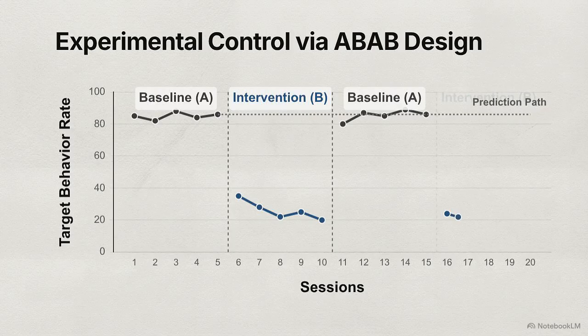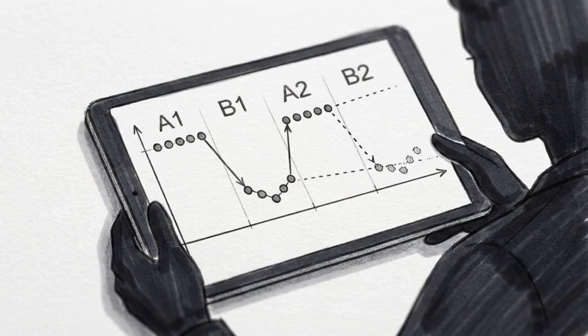Finally, we execute replication. We reintroduce the independent variable. The behavior decreases again, perfectly matching the first intervention phase. We have demonstrated reliable, repeated experimental control. By demonstrating prediction, verification, and replication, the clinician visualizes undeniable proof that the independent variable, and only that variable, is responsible for the change in behavior.